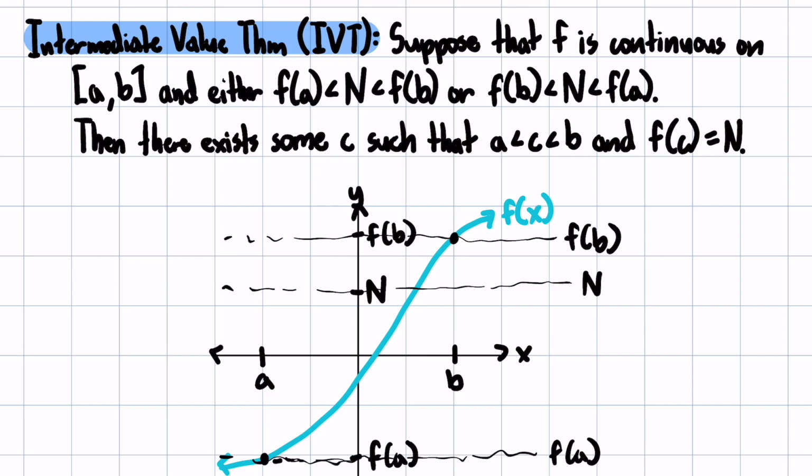Now, if we look at that on the graph, okay, clearly there is a point here where the value of the function is equal to n, right? So it turns out f of c, where c is this point right here, is going to be equal to n, right? And c is between a and b. This will always be true with continuous functions, where we have some value between the value of the function at one endpoint and the value of the function at the other endpoint.